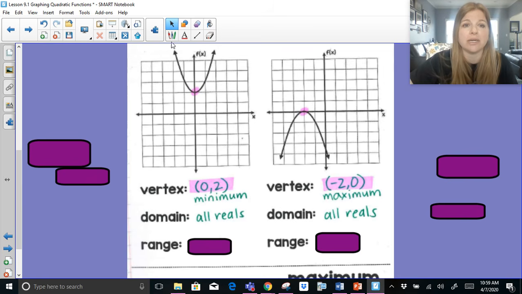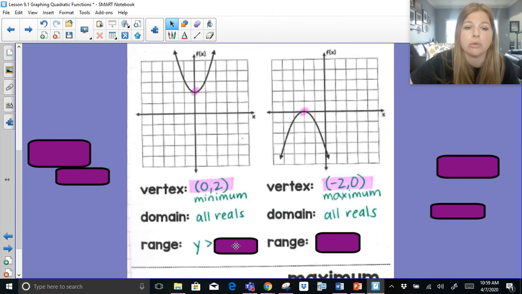The range is different. Look at this first parabola here. This graph is never ever going to have any y values down here. It starts at a y value of 2. Do you agree? So this graph has a starting point at 2, and then all of the y values, 3, 4, and so on. This graph is going to have all y values that are greater than or equal to, I got to throw an equal to sign in there.